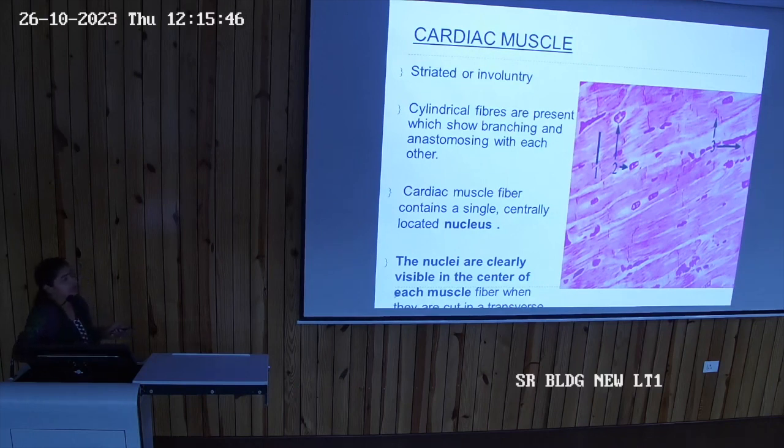So the location of these nuclei is central. And what is the shape of the nuclei? What is the shape of this nuclei? It's round. So there is a single centrally placed nucleus in the cardiac muscle fiber. Sometimes you may find two nuclei in the cardiac muscle fiber. That is also the characteristic feature of these cardiac cells. But only sometimes. Usually a single nucleus is present in the individual muscle fibers.